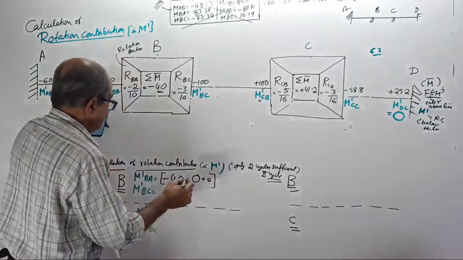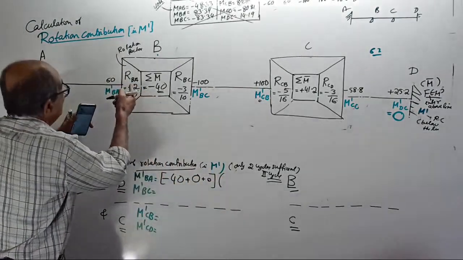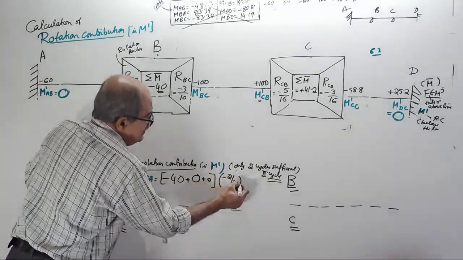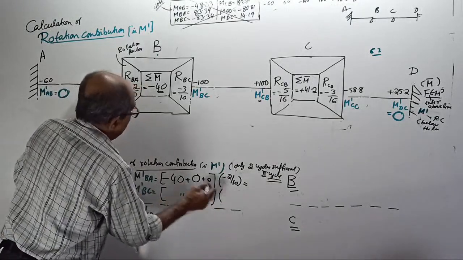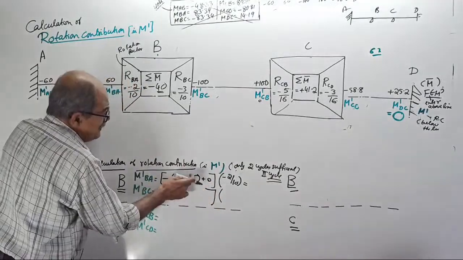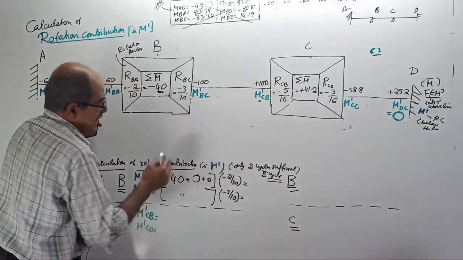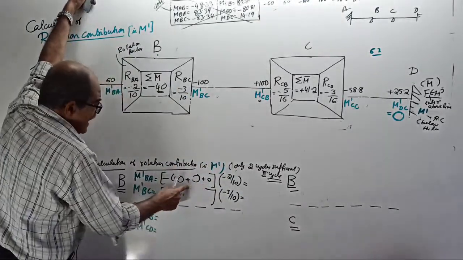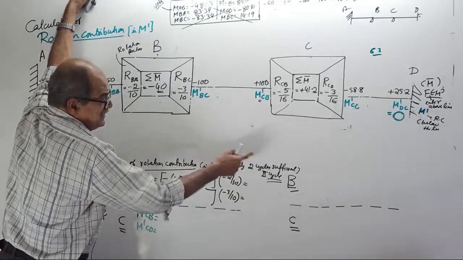Now, whatever you got, multiply by the respective factor: minus 2 by 10 this side, and the same value multiply by minus 3 by 10 that side. This is common for the joint. Remember, minus 2 by 10: if this value is negative, you will get a positive; if this value is positive, you will get negative.